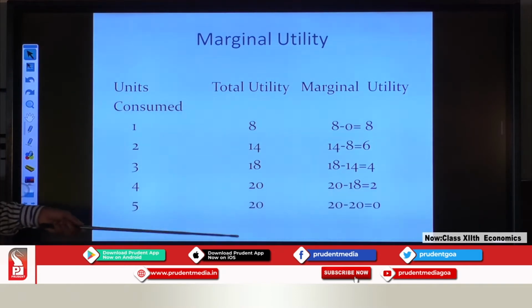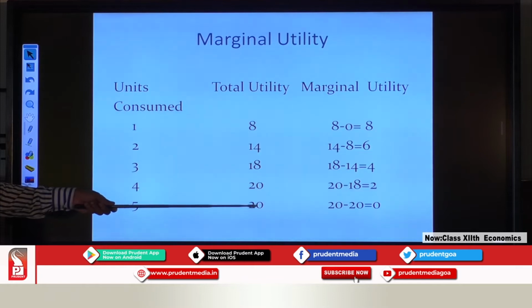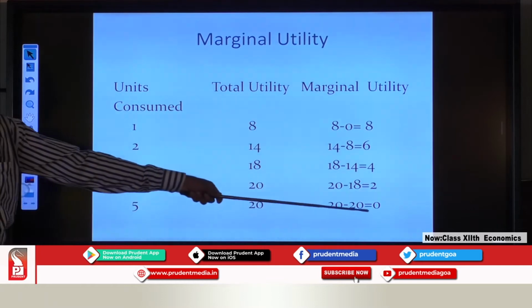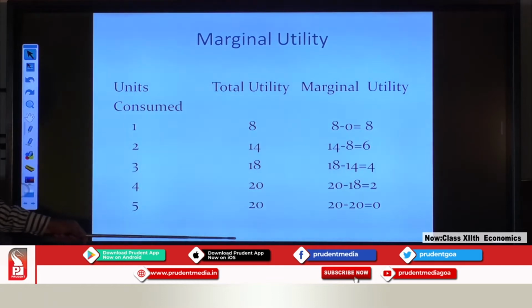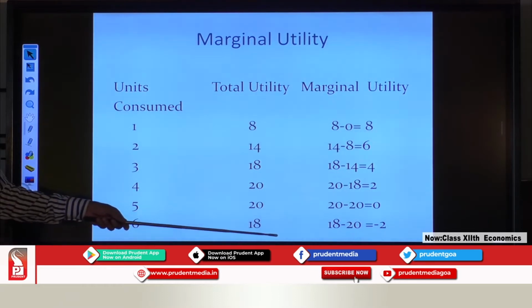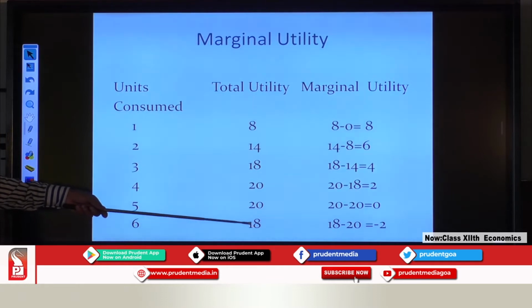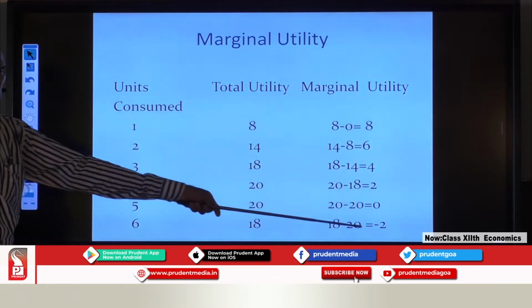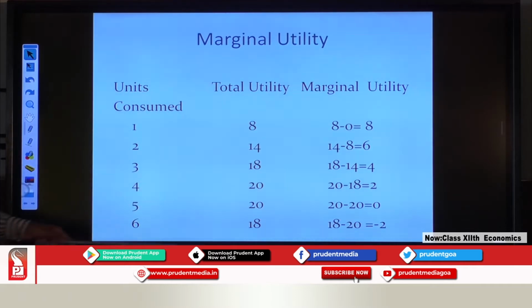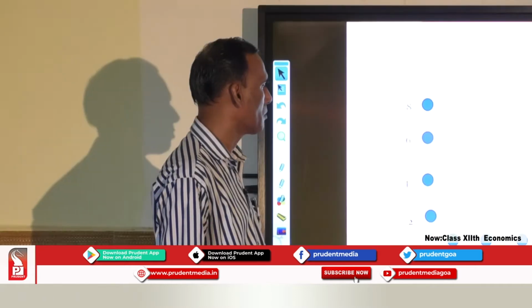When I consume the fifth apple, again the same level of satisfaction. So, it is the maximum. So, 20 minus 20, I am getting 0. When I consume the sixth apple, I am getting a declining util. 18 minus 20 will give me minus 2. So, marginal utility goes on diminishing.